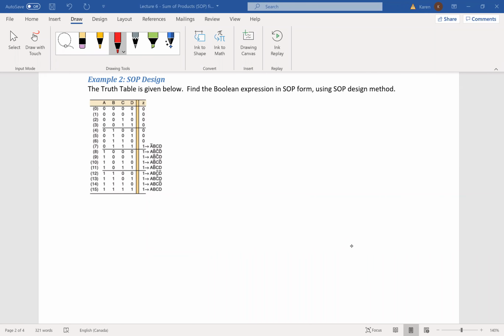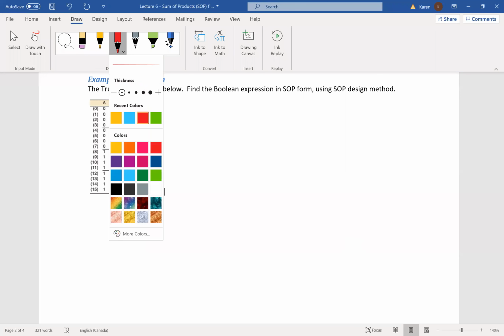Here's another sum of products example. Here we are given the truth table for a sort of real world example problem, and we need to find the Boolean expression. So we can use the sum of products method to find the Boolean expression. The first step is to make the truth table.